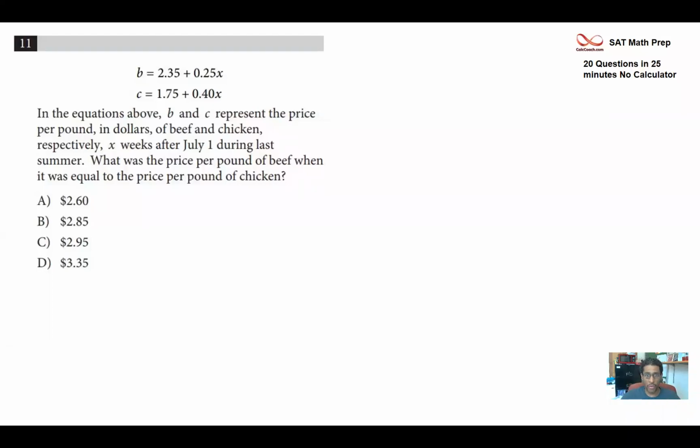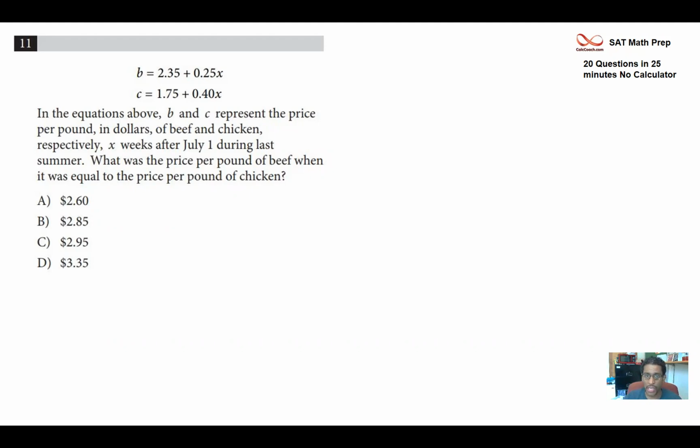Okay, so we have another 5 questions, SAT math prep. This is from the no calculator section where you have 20 questions in 25 minutes. When you get to the middle numbers, 11 through 15, those are when the difficulty begins to ramp up a bit. So here we go.